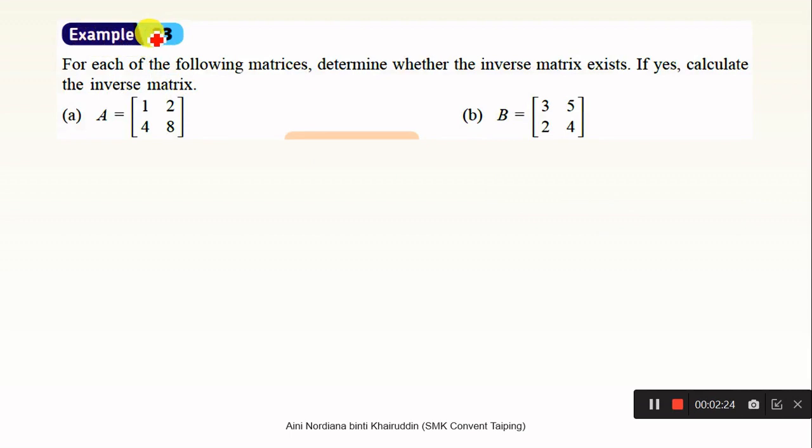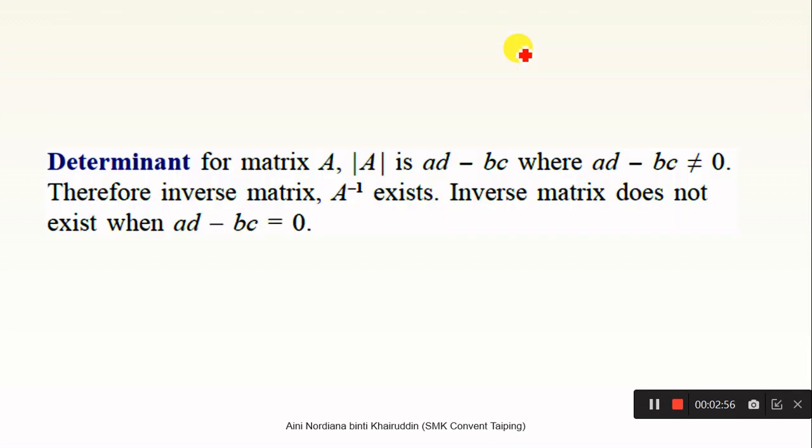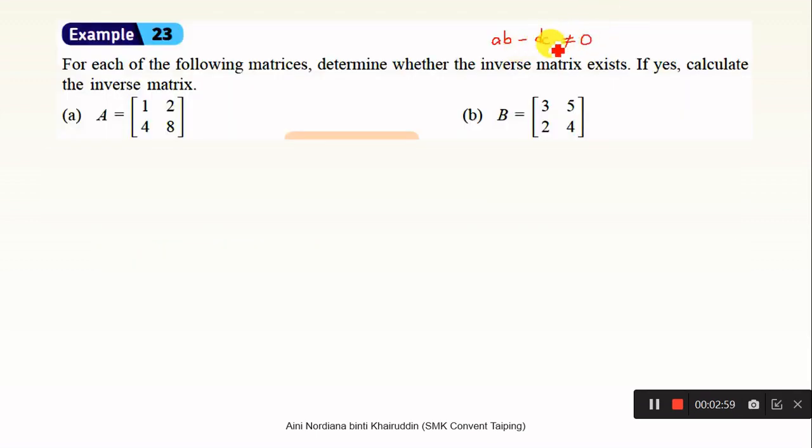So have a look at example 23. For each of the following matrices, determine whether the inverse matrix exists. If yes, calculate the inverse matrix. In order to determine whether the inverse matrix exists or not, remember AD minus BC must not be equal to 0. Sorry, just now I said it wrongly, it is AD minus BC.